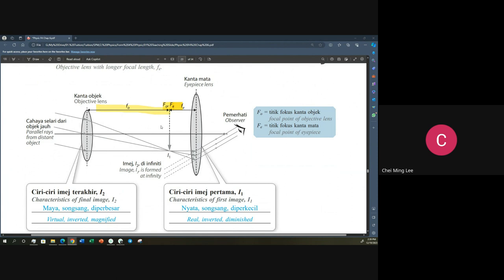So the image formed by the objective lens of the telescope is from a very far object. Then your eyepiece lens will use the first image as the object and form the final image at infinity. The eyepiece uses the image formed by the objective lens as the object and magnifies it. So the final image will be located at infinity.